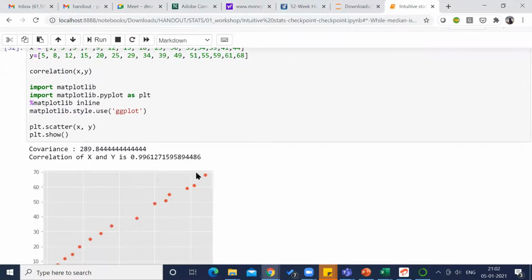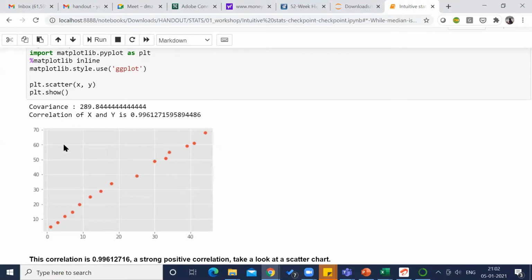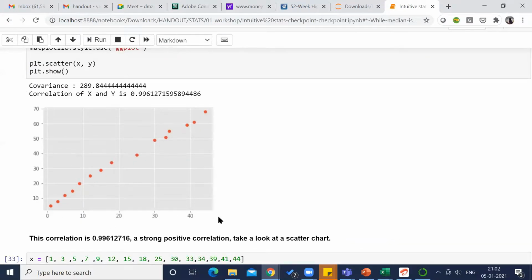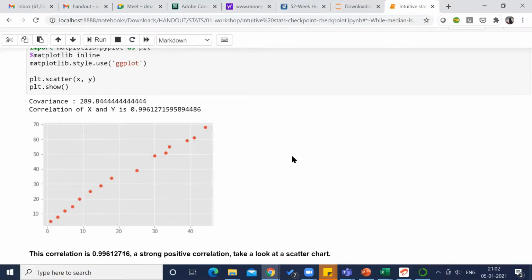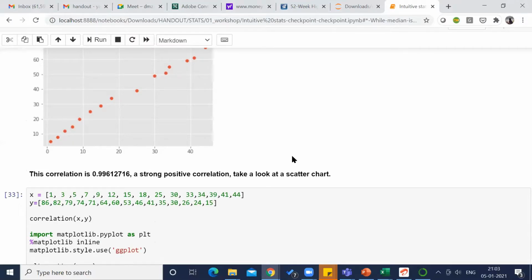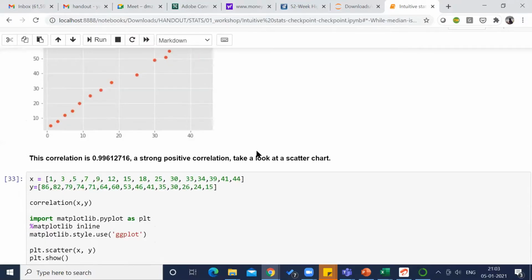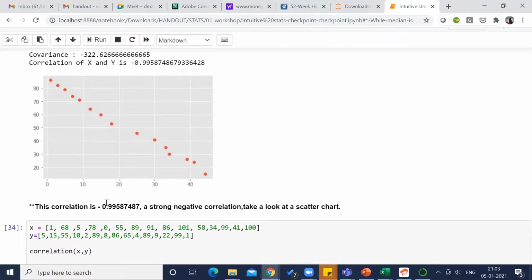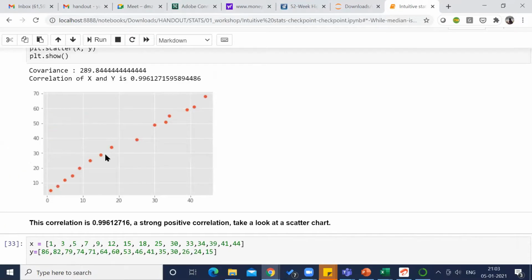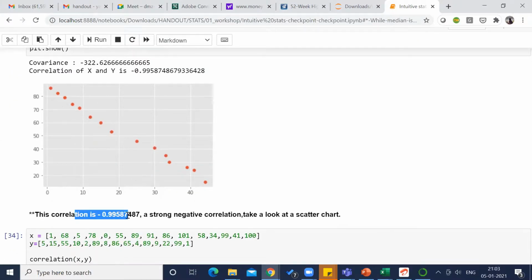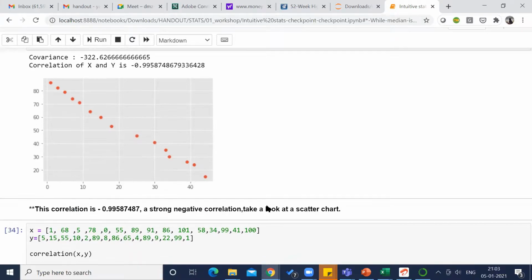So this is positive correlation, guys, on a scatter plot: one variable is increasing on the x-axis, the other also increasing on the y-axis. The higher the number of correlation on the positive side, the stronger the positive correlation. If on the negative side the number is higher, then it's a strong negative correlation. So this graph represents a strong positive correlation of 0.996. Whereas this other graph represents a strong negative correlation of minus 0.996, because one is increasing and the other is decreasing.